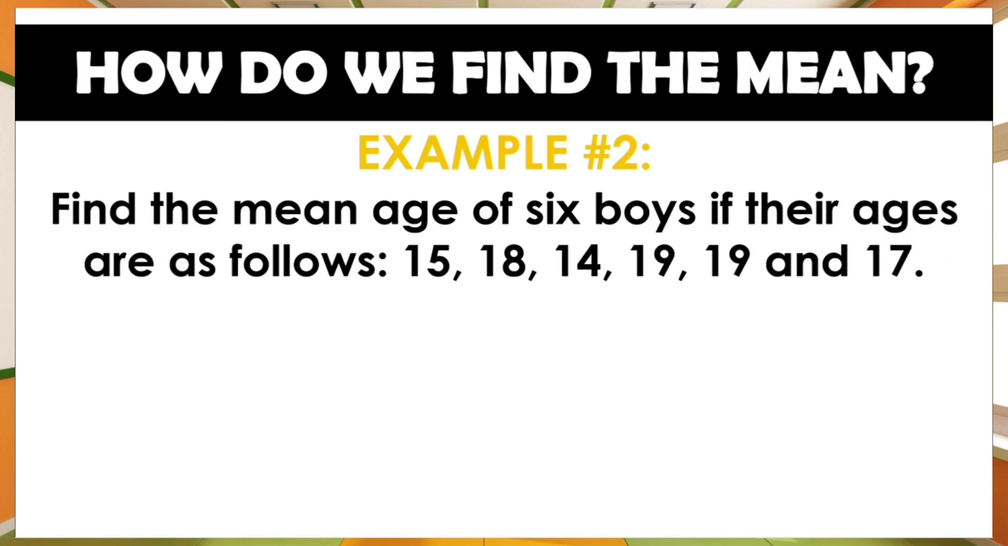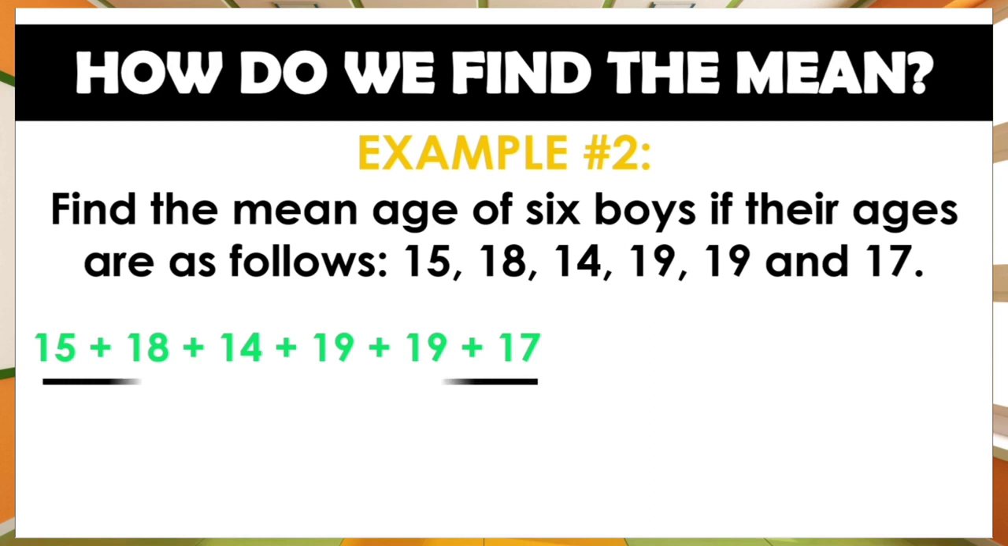Find the mean age of 6 boys if their ages are as follows: 15, 18, 14, 19, 19, and 17. Following the steps, we have 15 plus 18 plus 14 plus 19 plus 19 plus 17 divided by 6 because we have 6 numbers or values in the given data.